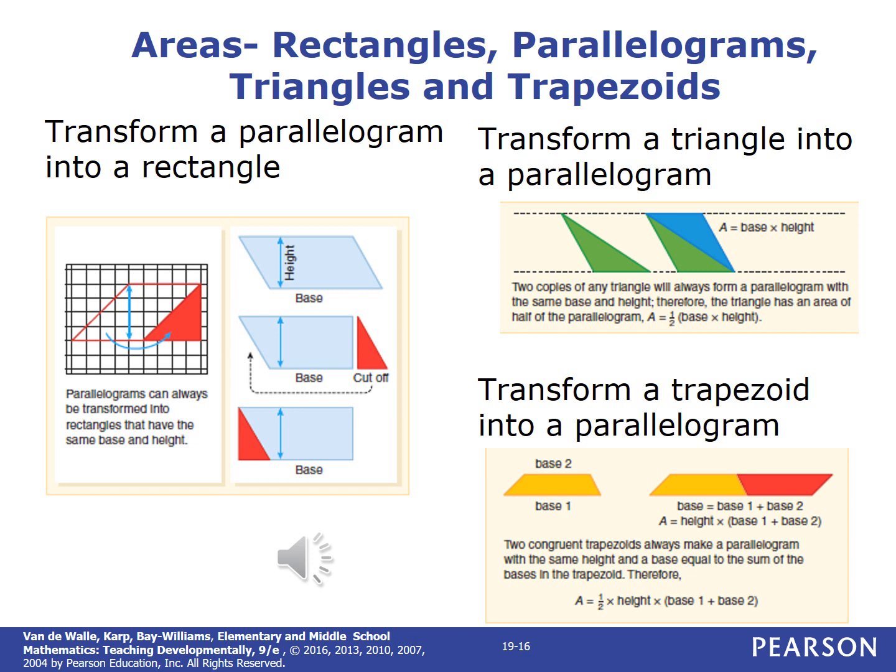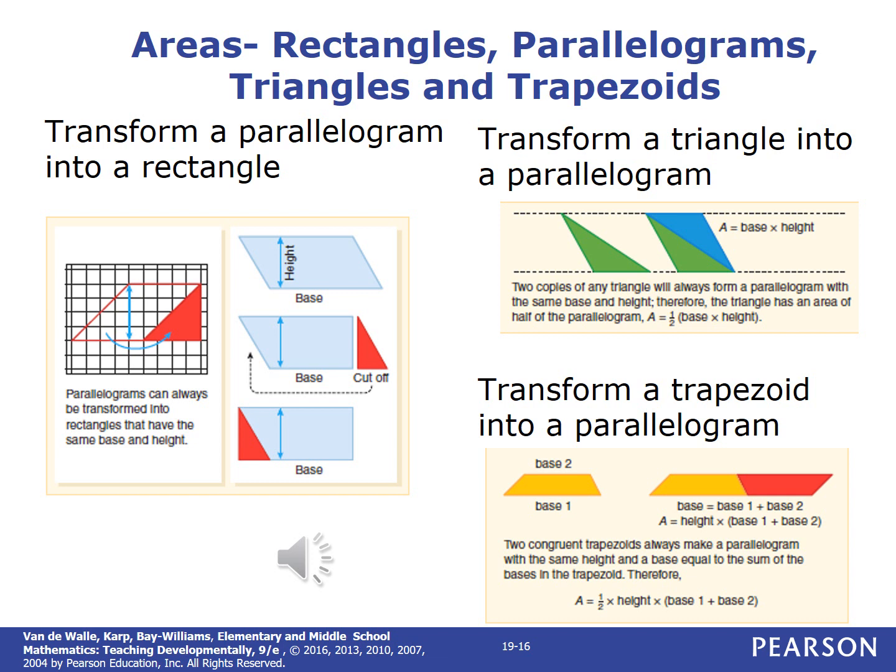After developing the formula for parallelograms, triangles naturally follow. Well, how so? Well, if students cut a parallelogram in half, they have two identical triangles. So the area of a triangle would be the area of a parallelogram divided by 2, or 1/2 base times height.